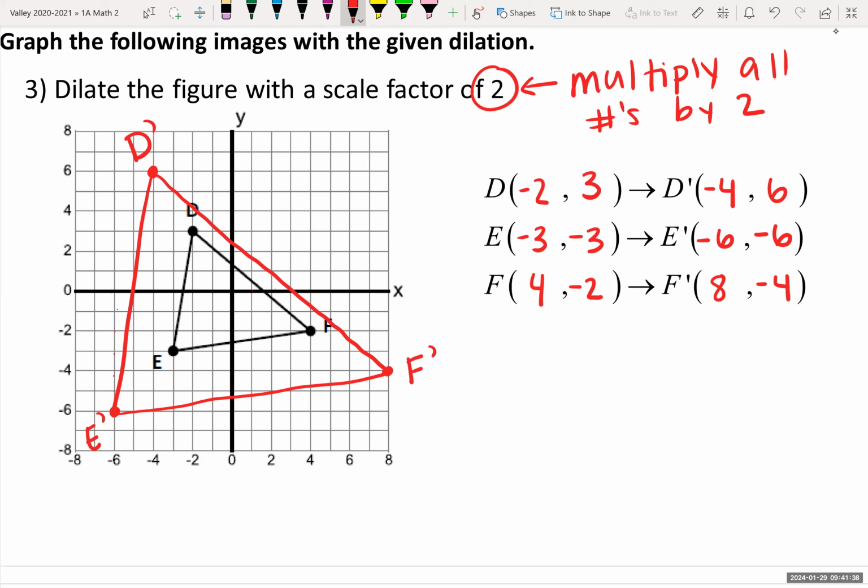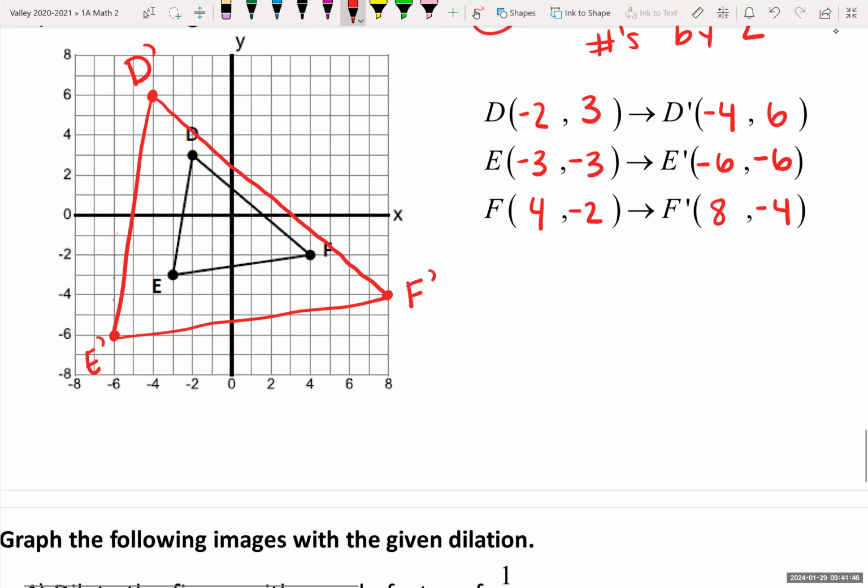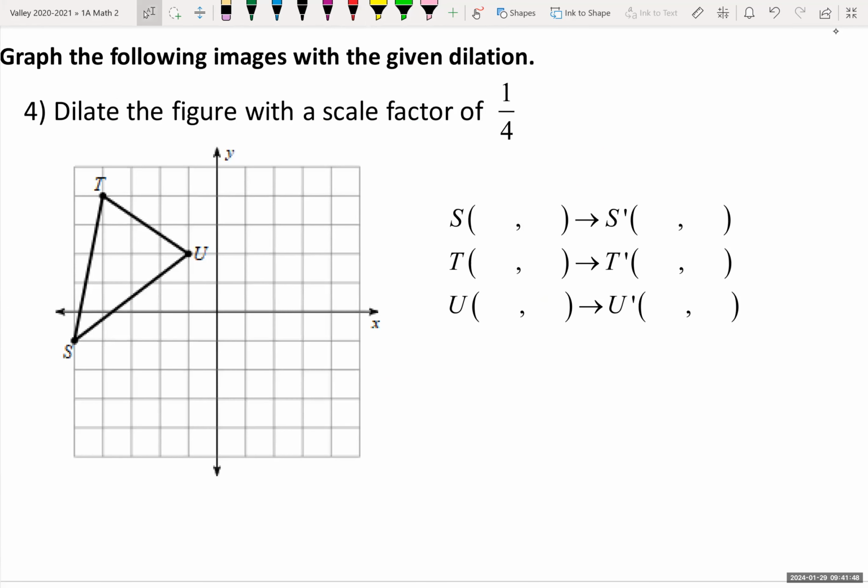Okay, I want to make sure we do this last one because we're going to have some decimals in it. So we want to make sure you know how to do those. Okay, we ready for that last one? So the first part, we're not going to have any decimals. We're just putting in our numbers.